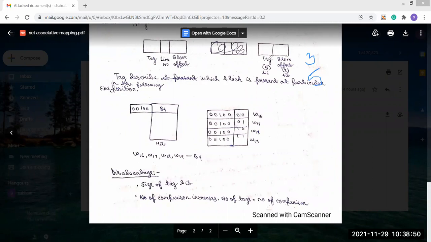Another disadvantage is that the number of comparisons increases, because of the number of tags. Now, why does the number of comparisons increase? In direct mapping, let's say the particular block B1 should be present in line number 1.